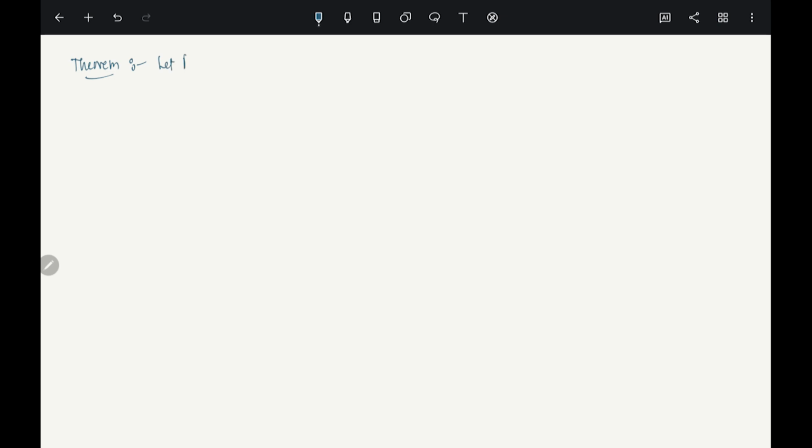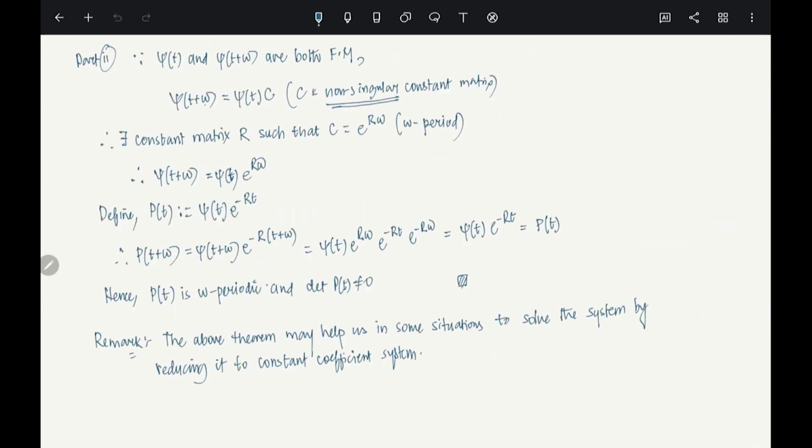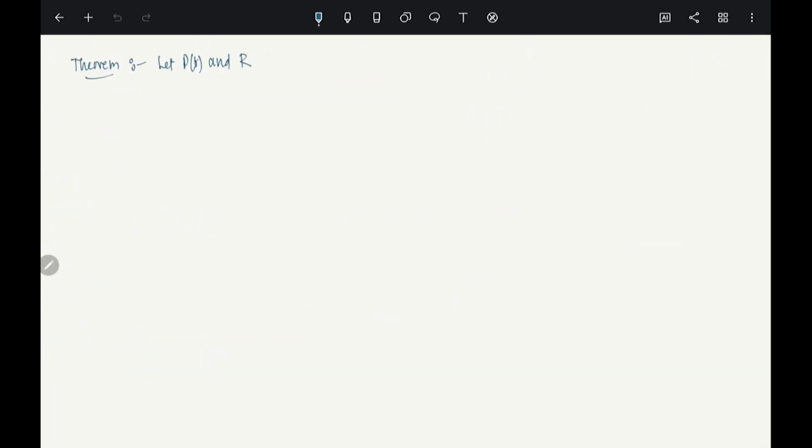Let P of t and R be such matrices. So what are P of t and R? P is W periodic, R is just a constant non-singular matrix. You remember, we just did it here. We are just assuming that the fundamental matrix phi of t is nothing but P of t times e power R t.